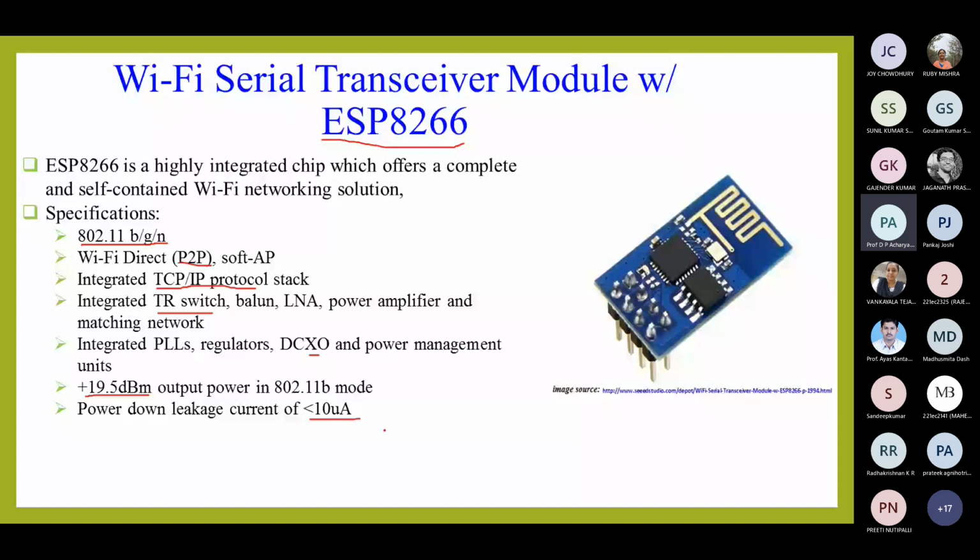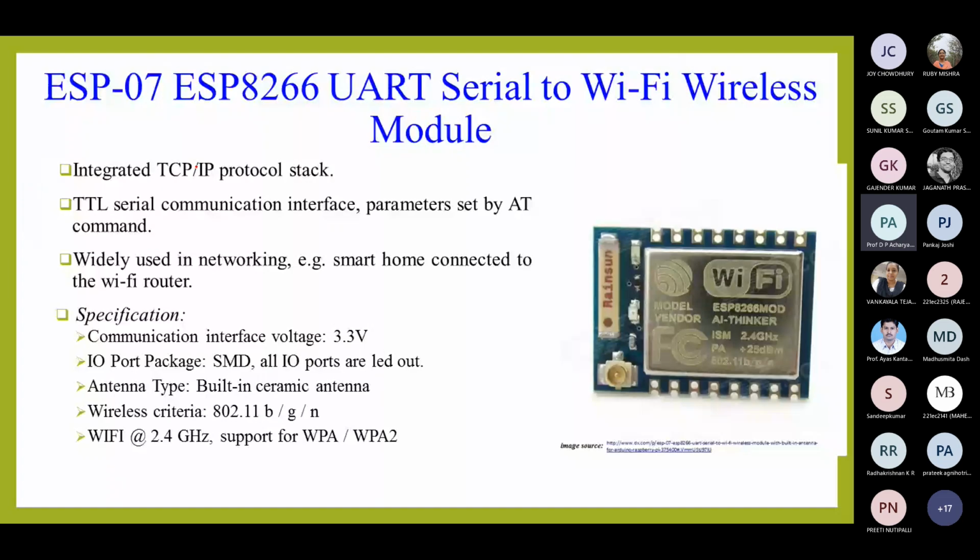So this is the ESP8266 UART serial to Wi-Fi wireless module. It again has an integrated TCP/IP protocol stack. Then a TTL serial communication interface is there. Parameters are set by AT commands. AT, all of you know, is widely used in networking. It is mostly for smart home applications where you can use it through a Wi-Fi router.